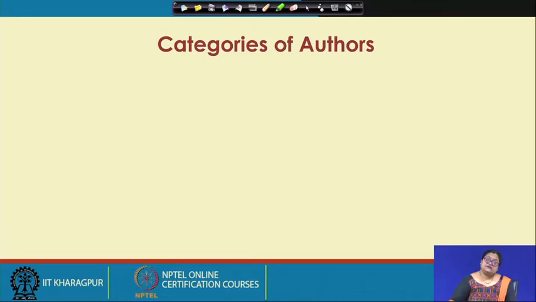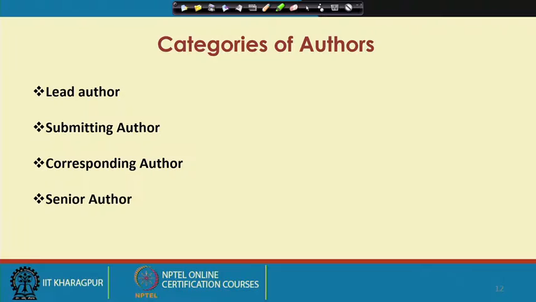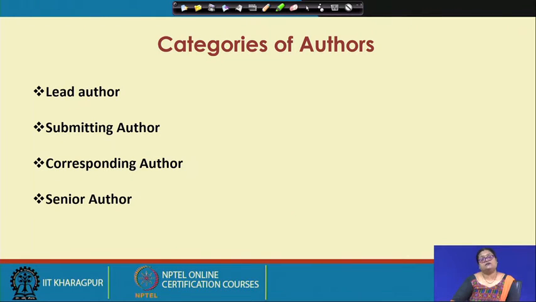Now, we have to understand clearly what the categories of authors are. Who qualifies to be the first author, who qualifies to be the second author? Sometimes there are controversies regarding this, for example, suppose you are working under your guide, who becomes the first author and who becomes the second author? So, there are different categories of authors, like lead author, submitting author, corresponding author, and senior author. Let us see what the differences are.